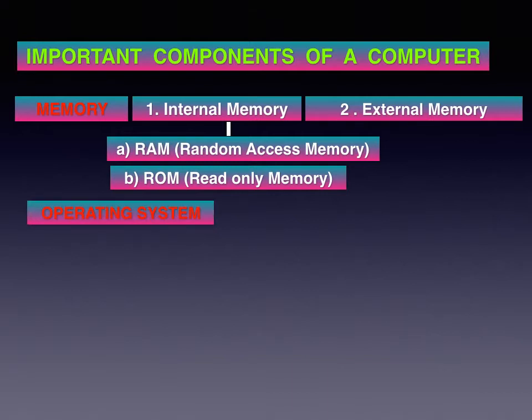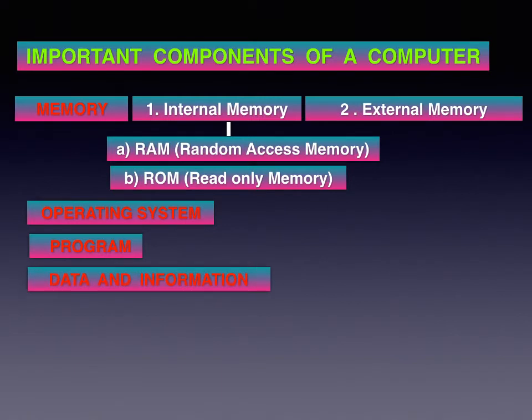The next part of a computer is the operating system. This is a program which provides a means of communication between the computer and the person working on it. It is called the DOS, disk operating system. We cannot use a computer without its operating system. The next component is program. A program is a group of commands to be given to a computer. The next component is data and information. Data is information in its raw, that is unprocessed, form.